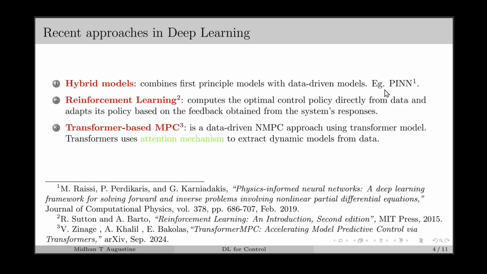And another direction is transformer based control. For example, transformer based MPC is proposed in this paper. It uses the transformer model, which can capture the dynamic behavior in the system, and such models can be effectively used for solving control problems. Other recent approaches include transfer learning, graph neural network, etc., which also have potential applications in control problems.